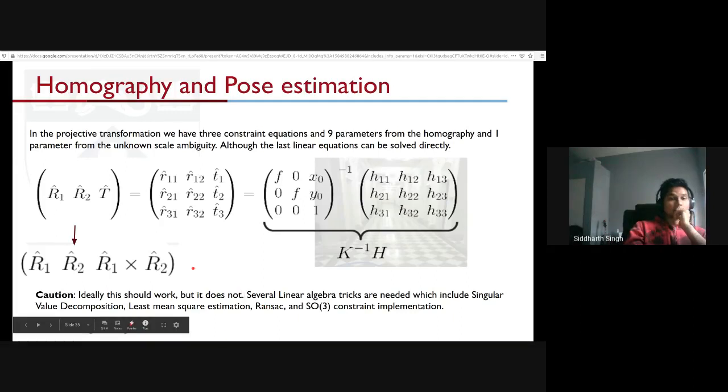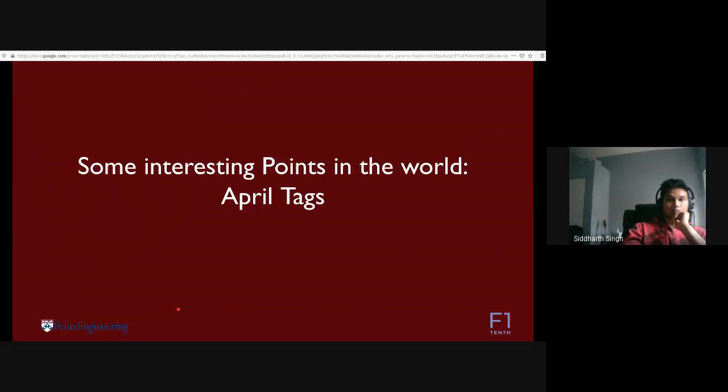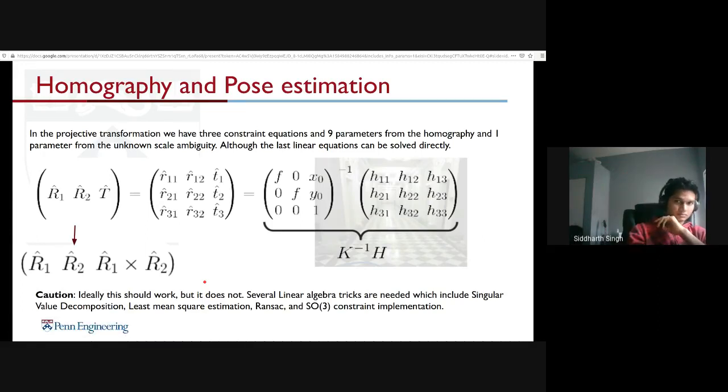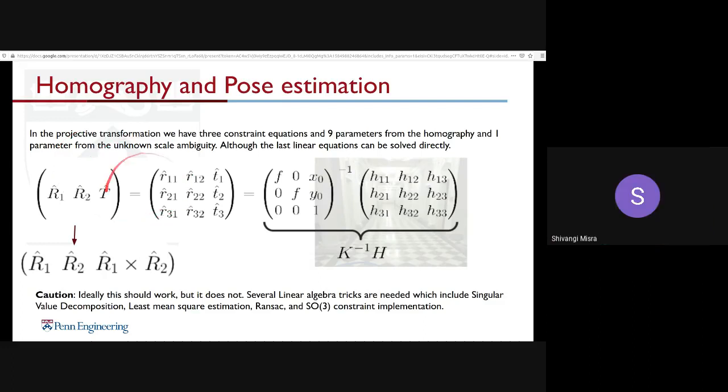Then we want to solve this in the mean sense. Right. So we have this constraint, and I know the homography, I know the intrinsic camera parameters. Ideally, this should work.